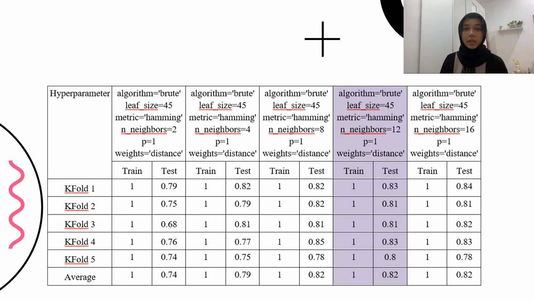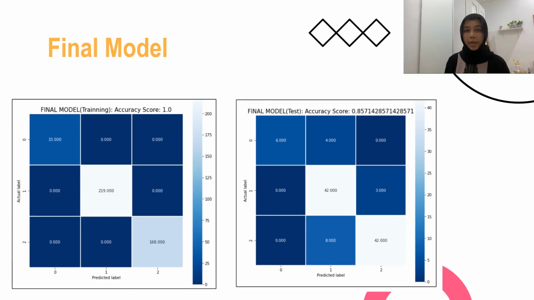The table below is the hyperparameter tuning for each fold, and the highlighted column is the best accuracy among the other parameters. All testing accuracy for the folds is above 80% and the average is 82%. The difference between the highlighted parameter and the other parameters is the number of neighbors, which is 12. Then, the pictures below show the final model accuracy score for training and testing by using the chosen parameter, which is the highest from the hyperparameter tuning. For training, we get 100%, and for testing, we get 86%.